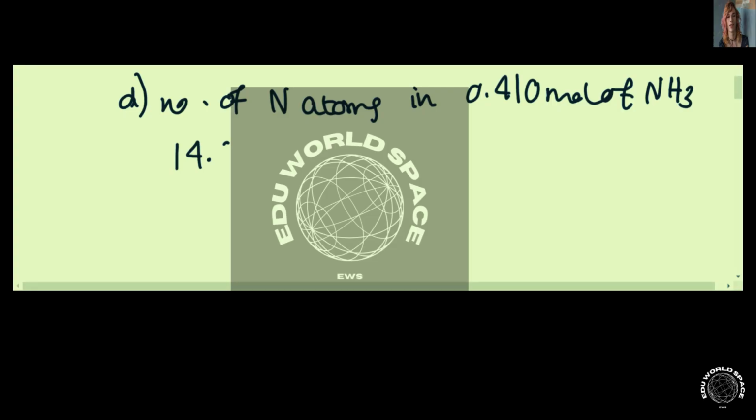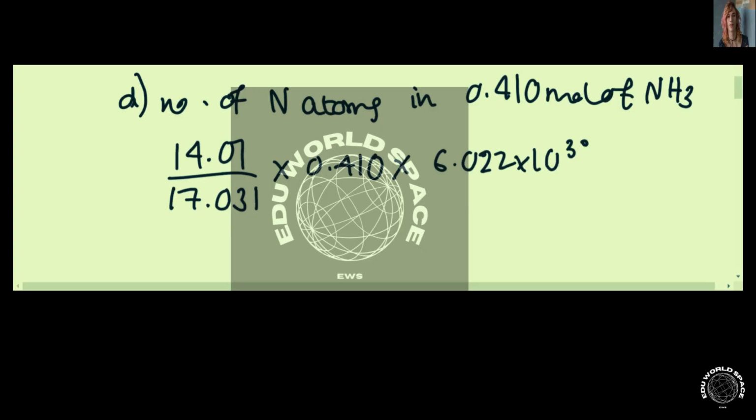14.01 is the Mr of nitrogen itself, and 17.031, which is the Mr of ammonia, and then you can times that by the mole, right? And then you can times that by Avogadro's number, and you should get the number of nitrogen atoms. And I used my calculator and I got 2.0 times 10 to the, and I hope that was helpful.